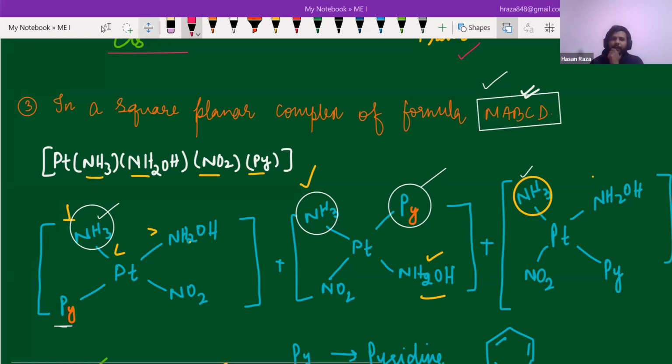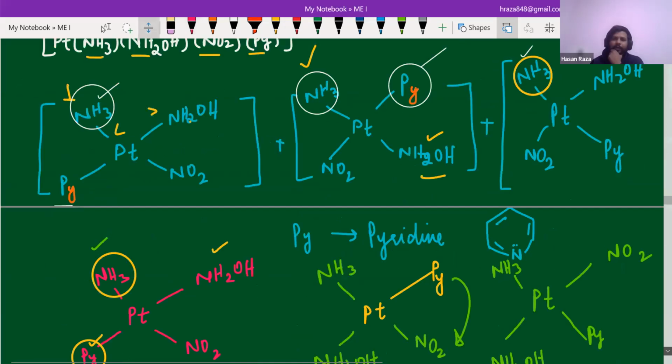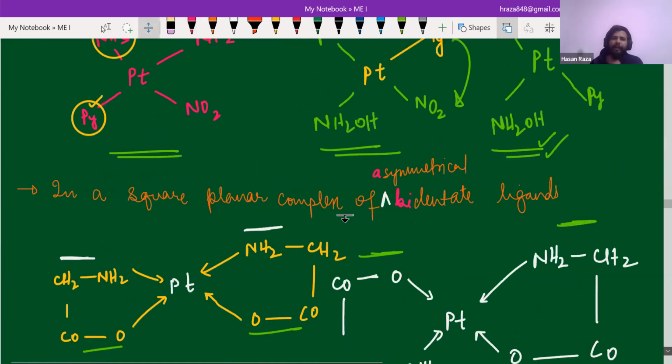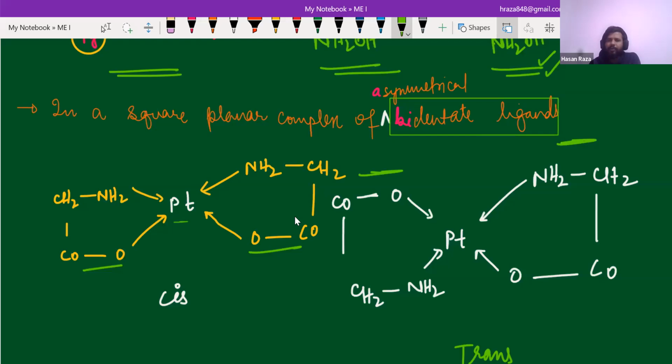Next is basically py, which is pyridine. Now the next is square planar having a bidentate ligand. You already know what bidentate is: having two donor sites in a single ligand. As you can see, this is the symmetrical bidentate ligand, and this is the asymmetrical ligand. It should be asymmetrical, not symmetrical, because if both have the same group you cannot differentiate it.